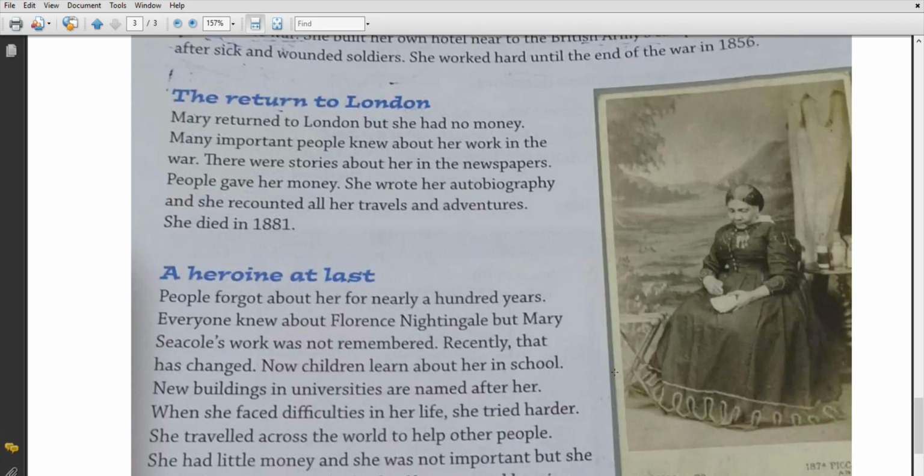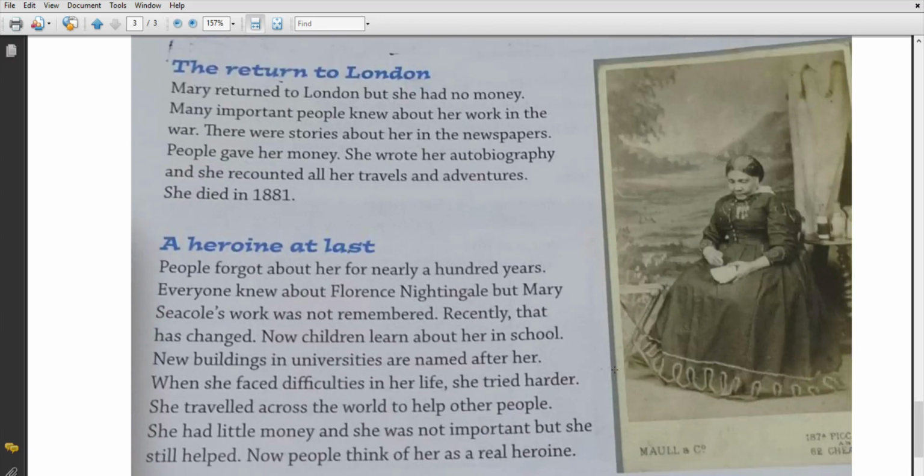Let's read A Heroine at Last. People forgot about her for nearly 100 years. People could not remember Mary Seacole. Everyone knew about Florence Nightingale. She was famous, but Mary Seacole's work was not remembered. Recently, that has changed. Now, children learn about her in school.